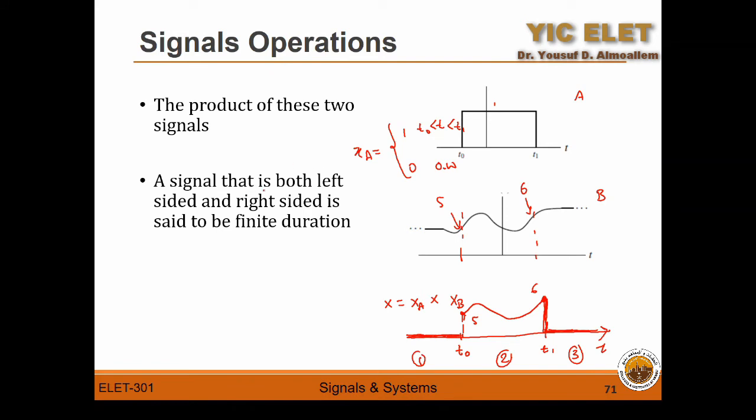A signal that has a result, so this is our result, that is both left-sided and right-sided is said to be of finite duration. So now we got a result of this signal which does not have a value other than 0 from the left side and right side, and this is what we call finite duration. So this signal exists only in this finite duration.